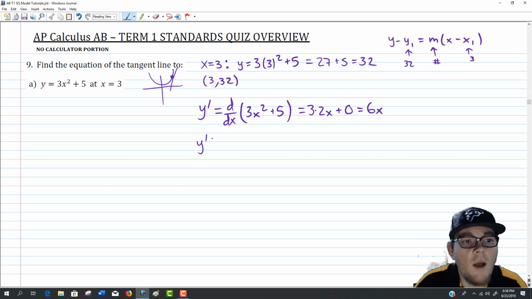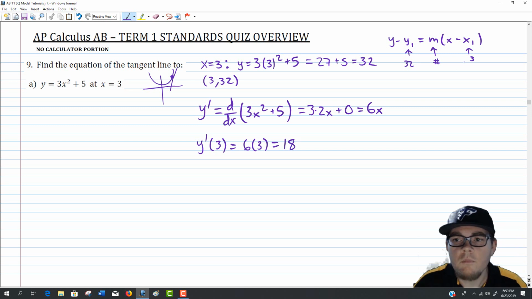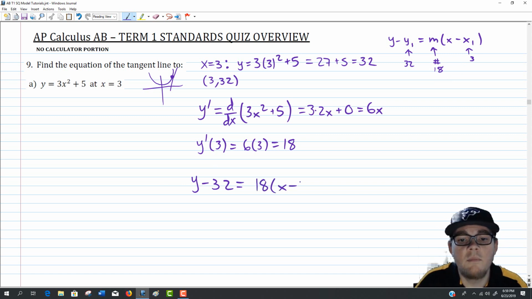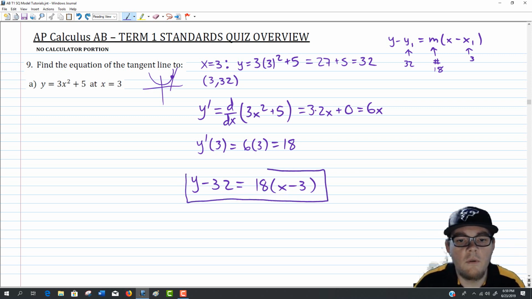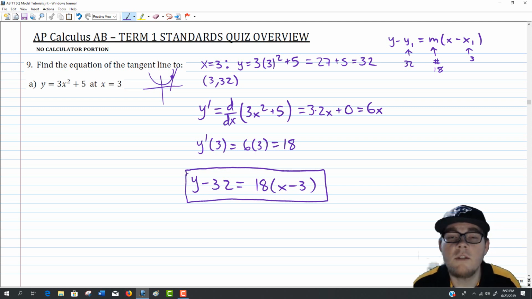We want specifically y prime of 3, which in our case is going to be 6 times 3, which is 18. So we now know the slope is going to be 18, which means our tangent line equation is y minus 32 equals 18 times (x minus 3). So very straightforward, not to draw a box, but a very straightforward tangent line equation question. It just tests whether or not you know the technique.